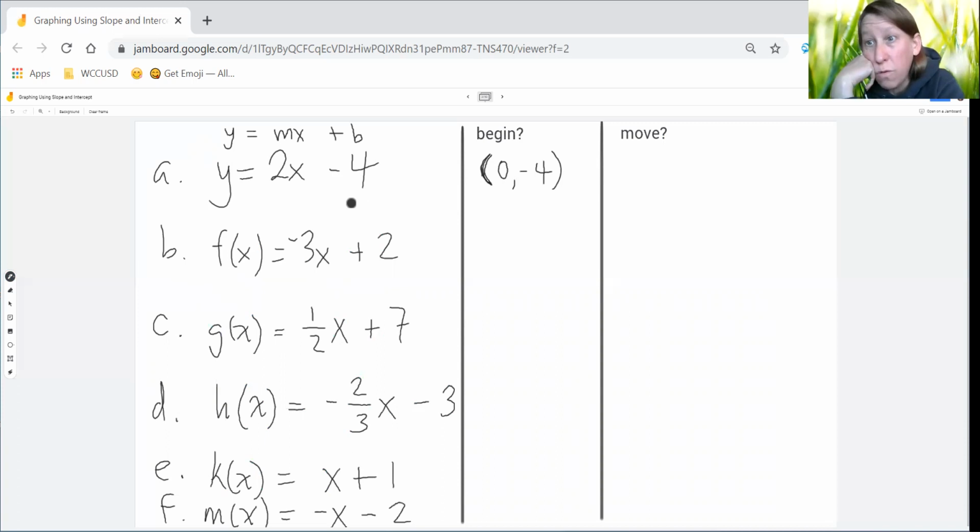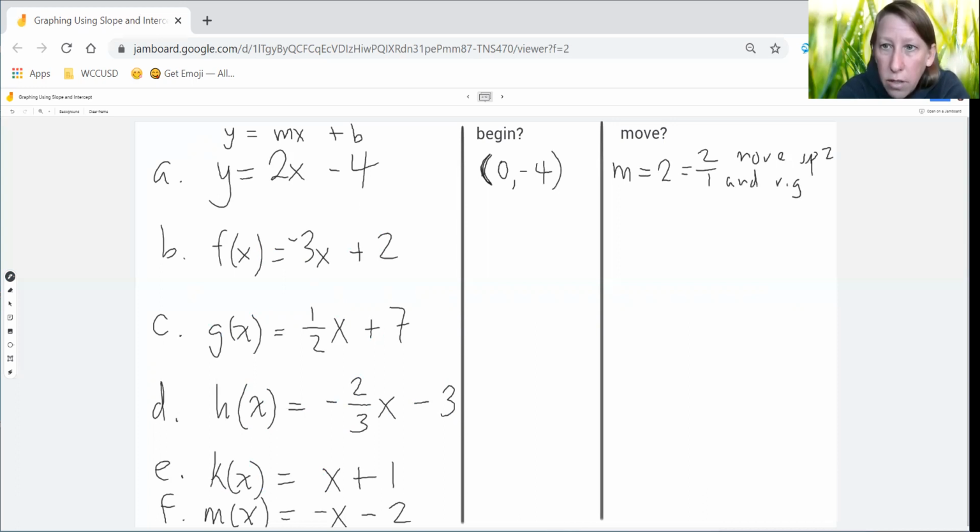That's our begin. So before we do anything else, we're gonna go on the y-axis, we're gonna find -4, we're gonna put a point. Okay, what is our moving directions? So the slope in this equation is 2, and this is the one we just did. So that's the same as 2/1, and that's the same as move up 2 and right 1. Rise over run. We're going to rise up 2, and we're going to run over to the right 1.